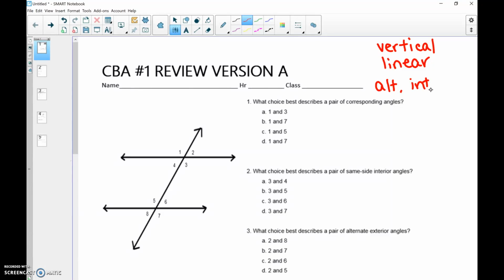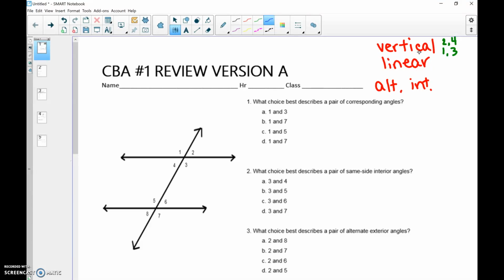So I want to go over each of these real quick, and then we'll get into the actual questions as well. Vertical angles, remember those are the ones that are diagonal from each other and are super close together. So an example of vertical angles could be like angle 2 and angle 4, or angle 1 and angle 3. Those would both be examples of vertical angles.